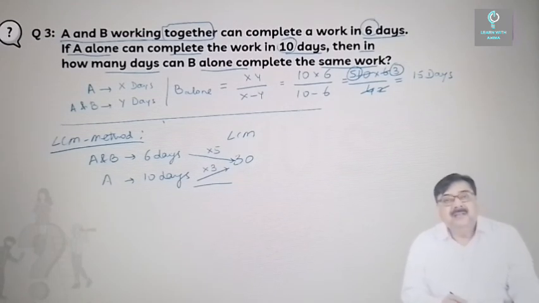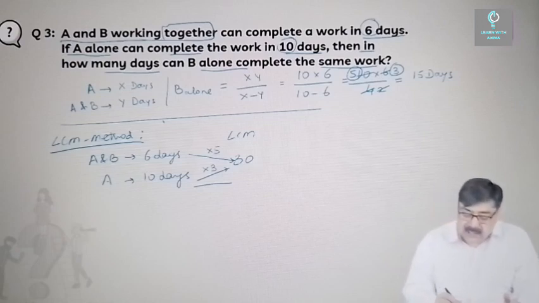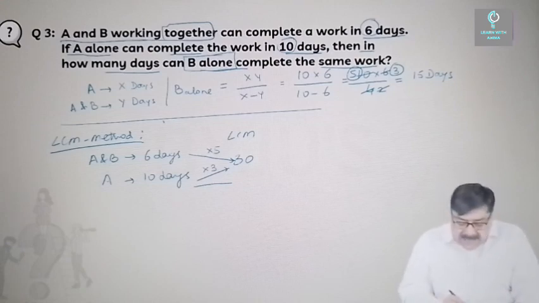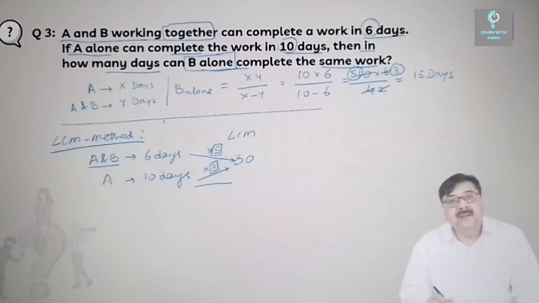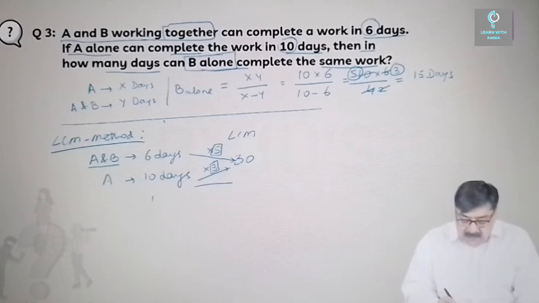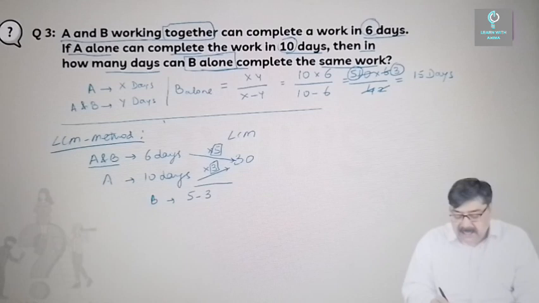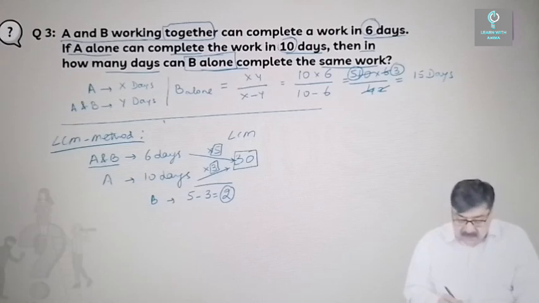Now what you have to find out is the working efficiency of B, so that you can find out in how many days B alone can complete the work. See, the combined work done by A and B in one day is 5 units, out of which A does 3 units of work. So hence, B does how much? B in a day does 2 units of work. And the total units are how many? 30. So B alone can complete this work in, again the same thing, 30 divided by 2.